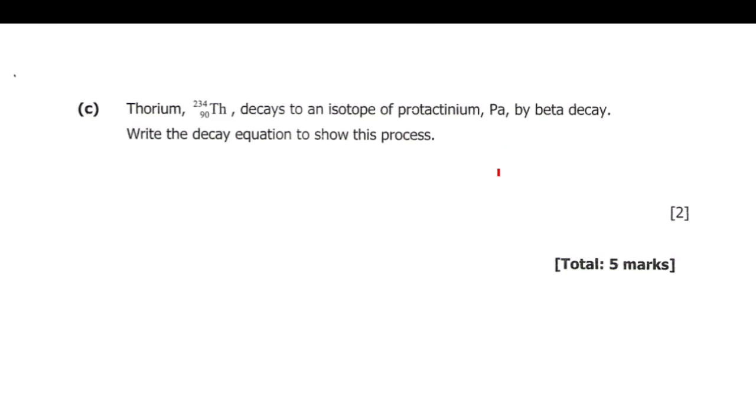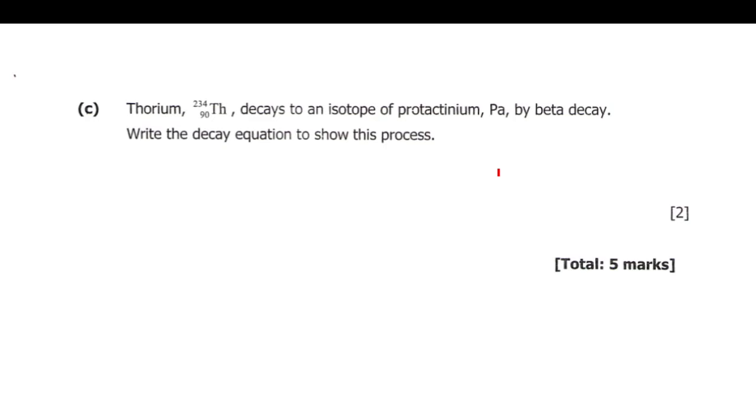So beta decay just happens when an atom undergoes decay, producing a fast moving electron. This happens when a neutron inside the nucleus of this particular atom breaks into a proton and an electron. The electron is ejected out of the nucleus, and that electron, when it comes outside of the atom, we call it a beta particle.